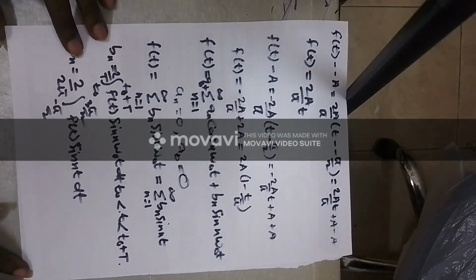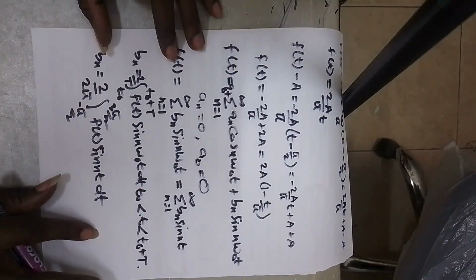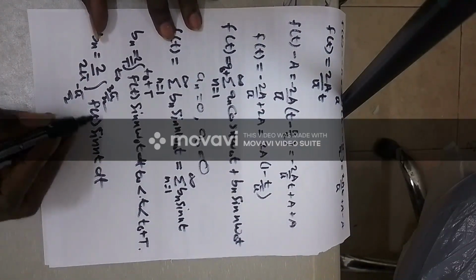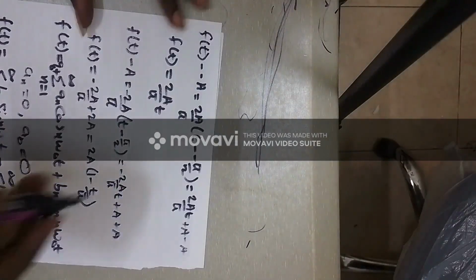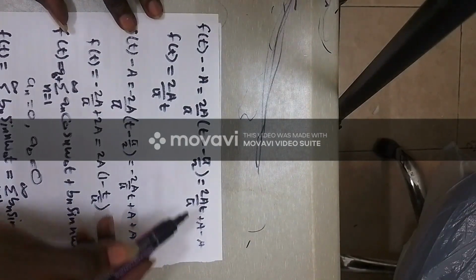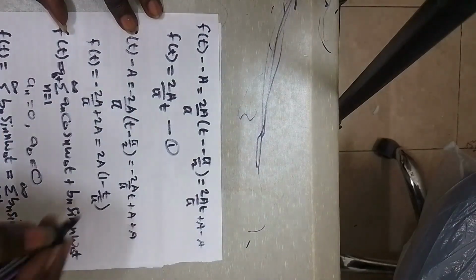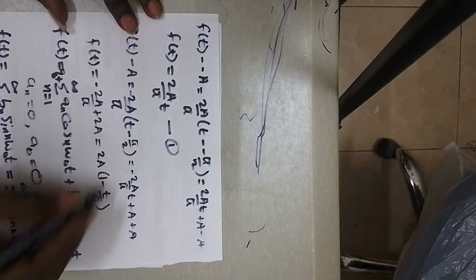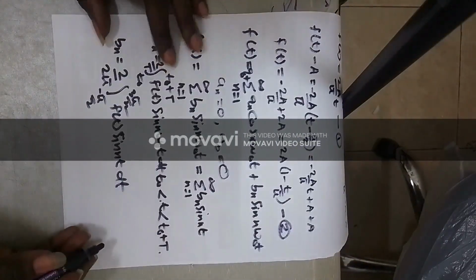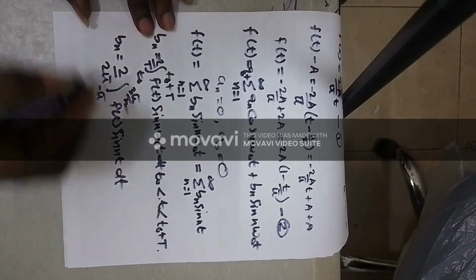Okay, so now what happens is that I must be able to insert my f of t. But you can see that my f of t, there are two, because this is the first f of t I got. So let me call it equation 1. And then this is the second f of t I got. So let me call it equation 2. So now the f of t that I have, there are 2. So that means that I must break this function into 2 halves.